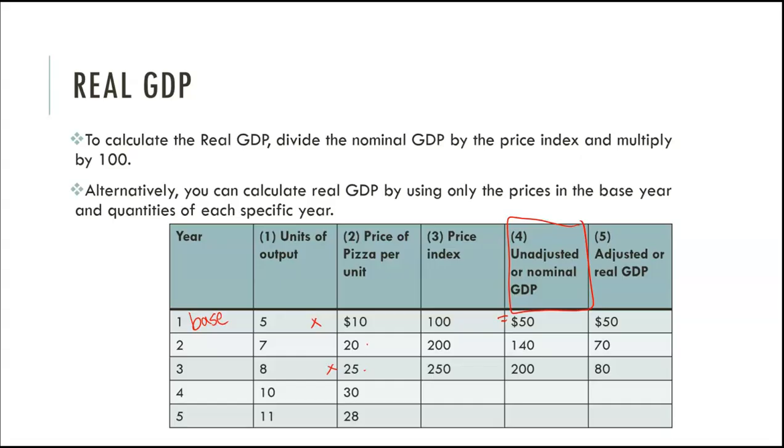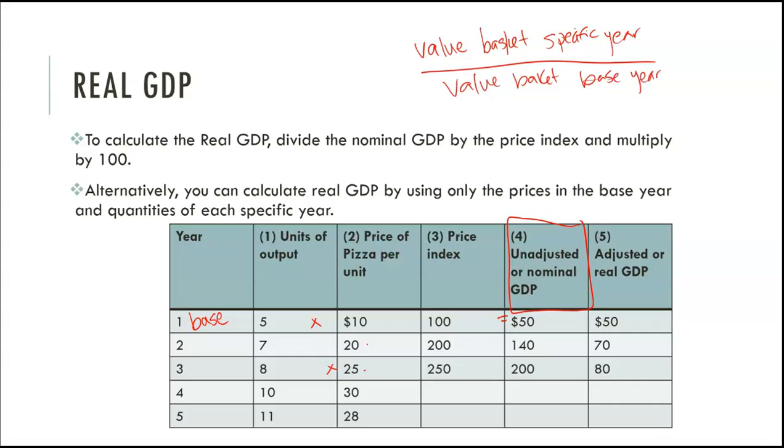The adjusted real GDP, we want to use base year prices, or the price index. So we can calculate the price index by looking at the value of a basket of goods in a specific year divided by the value of a basket of goods in the base year. In this case, since we only have one item, we can use the price, right? We could say if the basket is one pizza, we could just use the price.